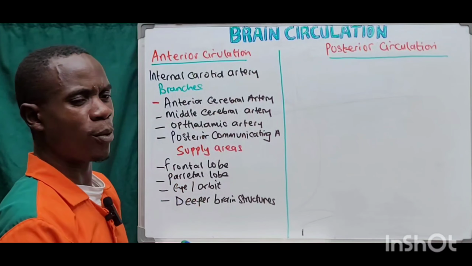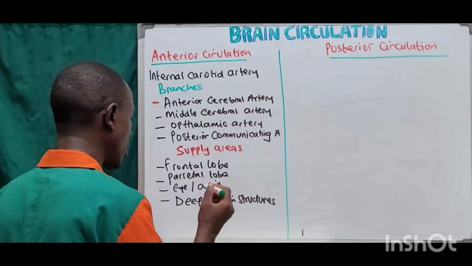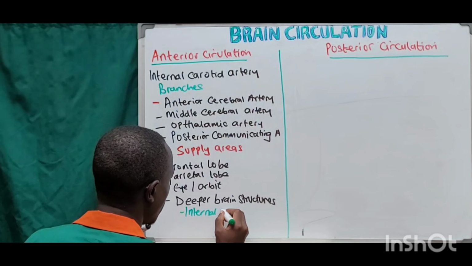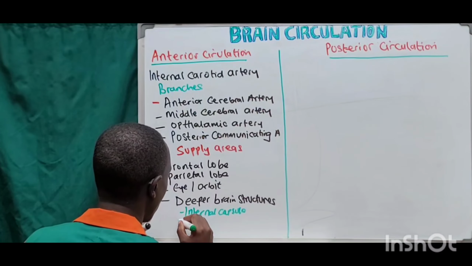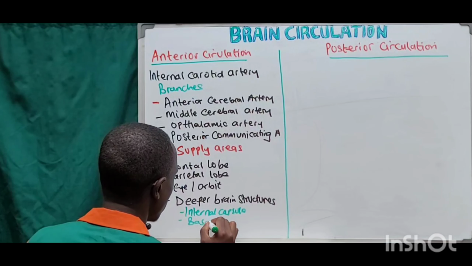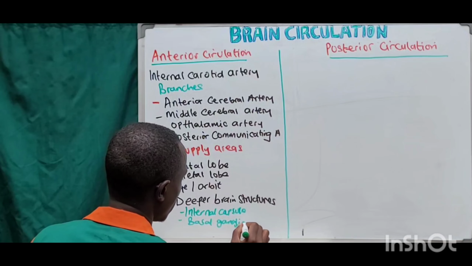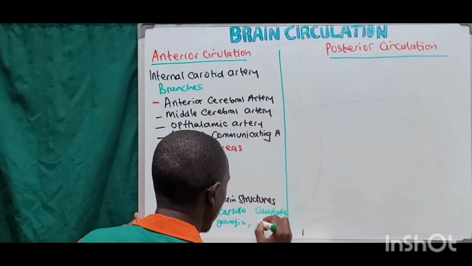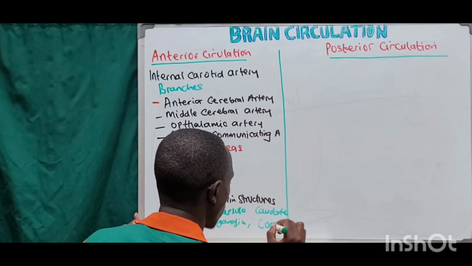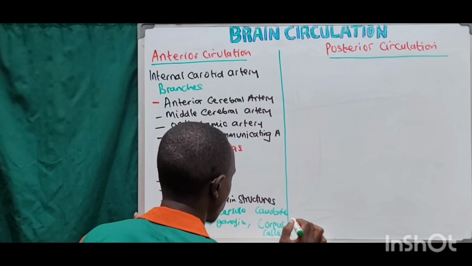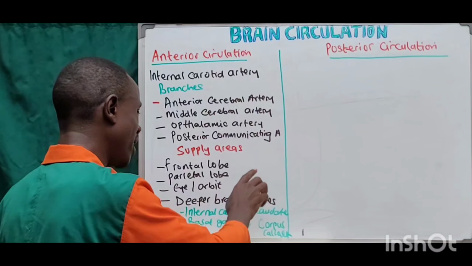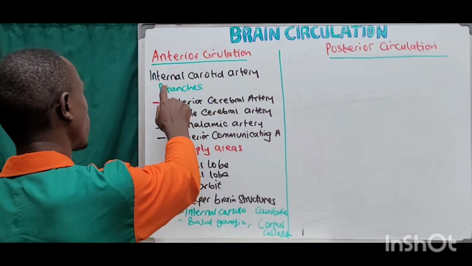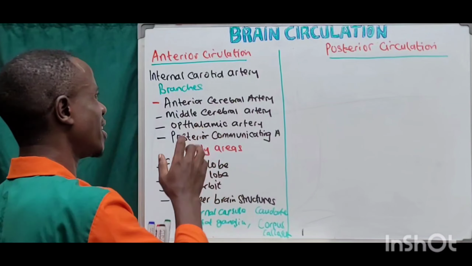And when we talk of the deeper brain structures, we are reflecting on, for example, the internal capsule, the basal ganglia, the caudate nucleus, and the corpus callosum. So now these are the deeper brain structures. All these areas are going to be supplied by the different branches of the internal carotid artery, as we have just seen below.